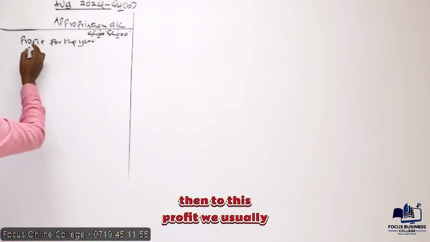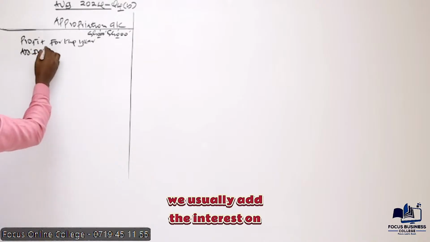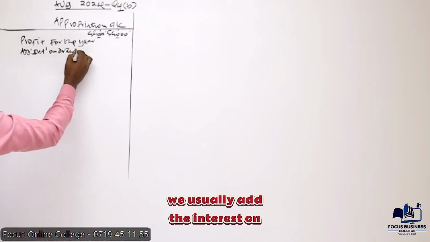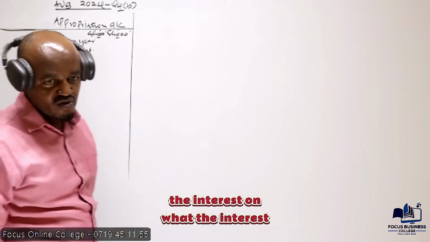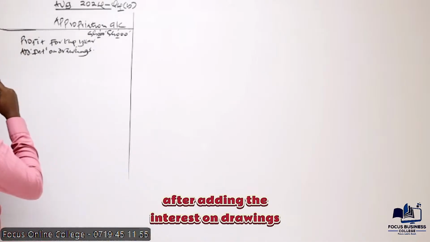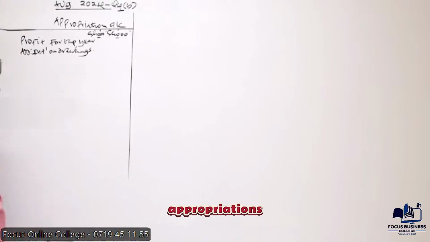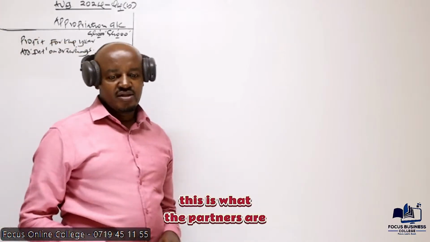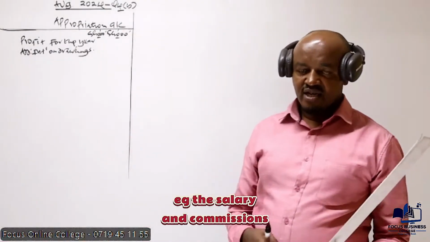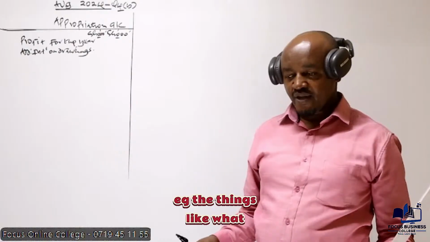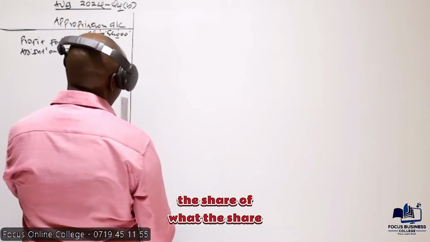And then to this profit, we usually add the interest on drawings. After adding the interest on drawings which is charged to the partners, we then proceed and we raise the appropriations. When we talk about the appropriations, this is what the partners are entitled to from the partnership business, e.g. the salary and commissions, the interest on capital and the share of profit.